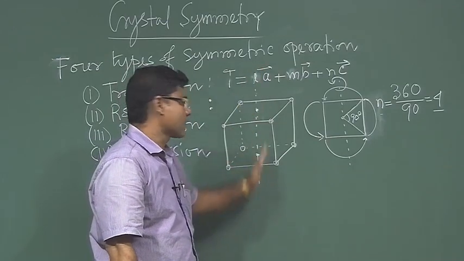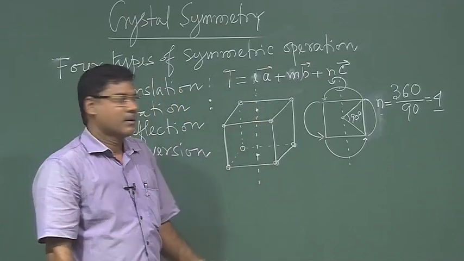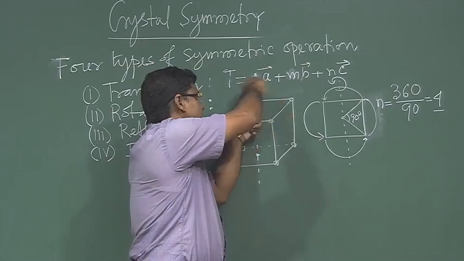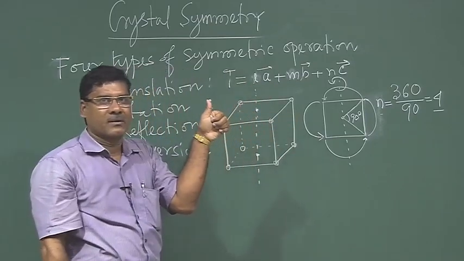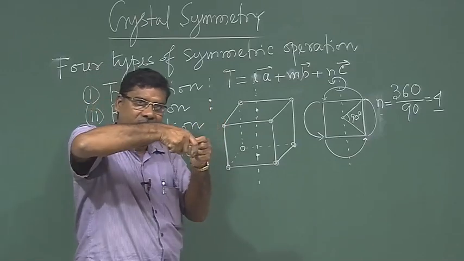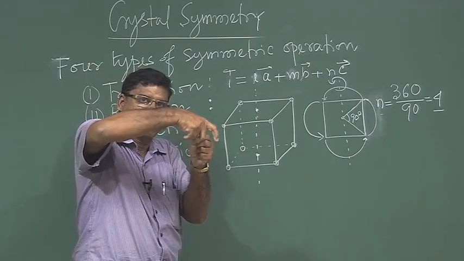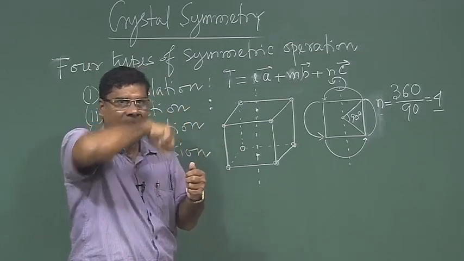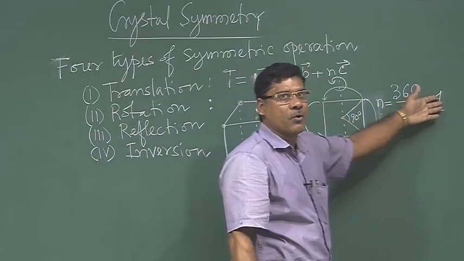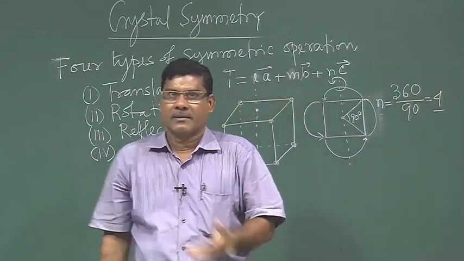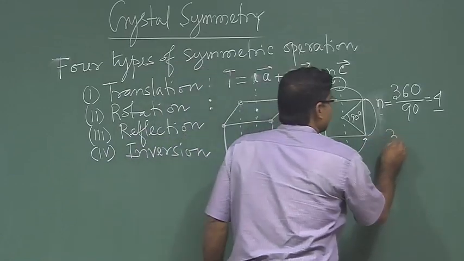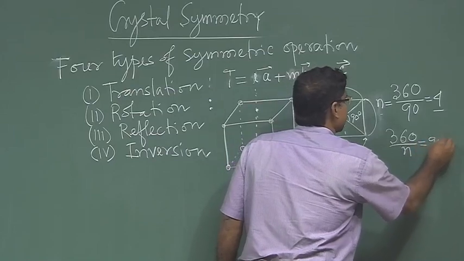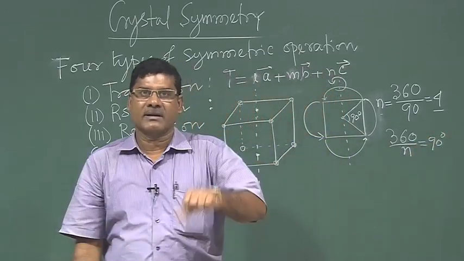So, what does it mean? With respect to this rotation axis, we can rotate this cube, and it comes 4 times into a symmetric position, into an invariant position. Okay. So, if it has fourfold symmetry, then what is the angle that you can find out? 360 degrees by n. So, if it is fourfold symmetry, after 90 degrees you will get the symmetry.